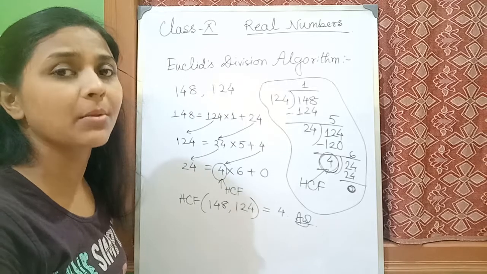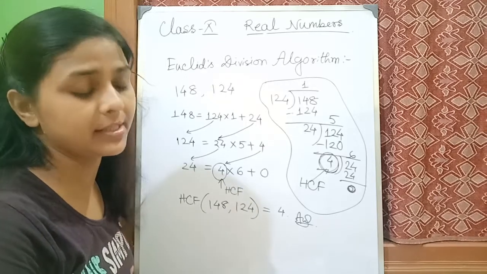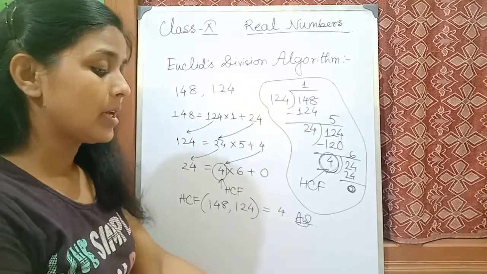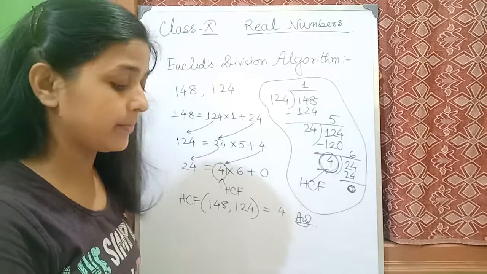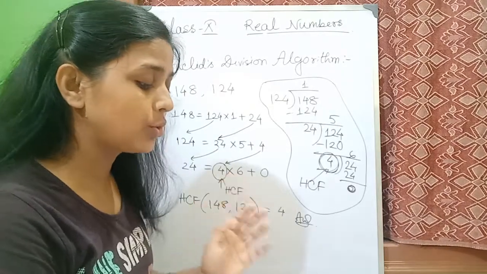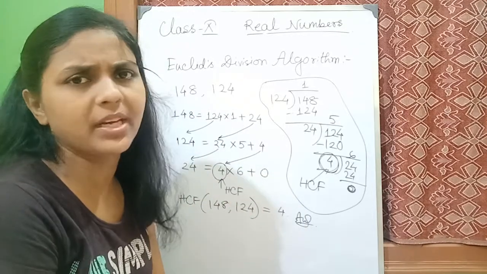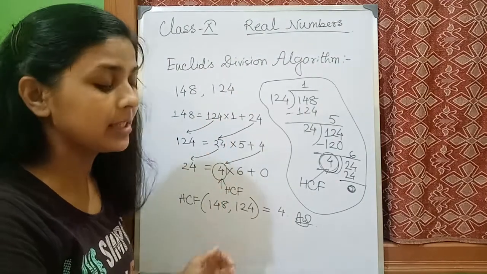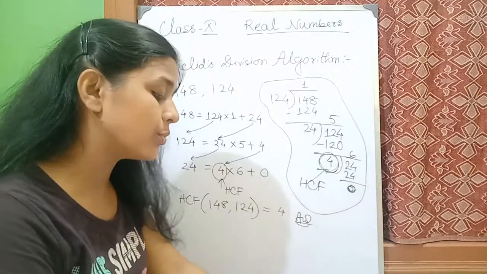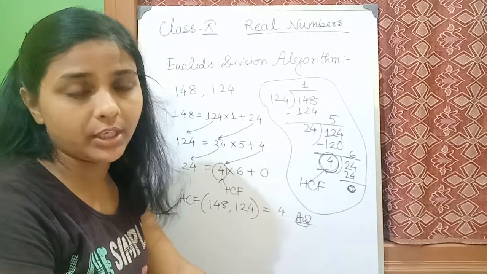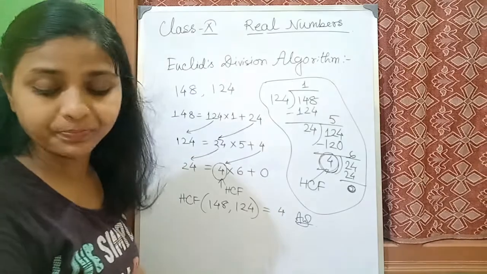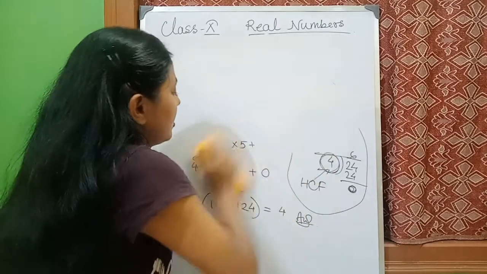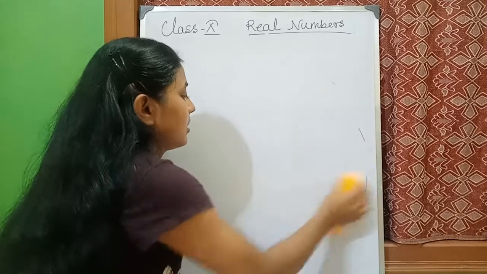Now I will be doing some of the questions from your exercise. So everybody please open your exercise. Exercise 1.1. Question number 1 is very simple. Everybody can do it, because you just apply the algorithm process like this, nothing else. Question number 2. Prove that any positive odd integer is of the form 6q plus 1, 6q plus 3 or 6q plus 5.